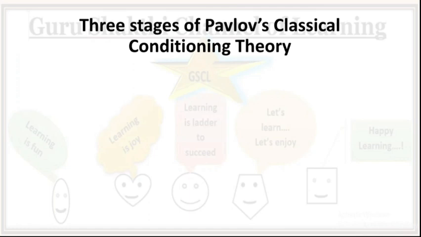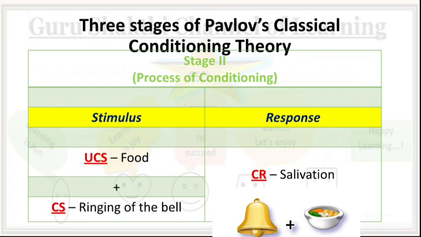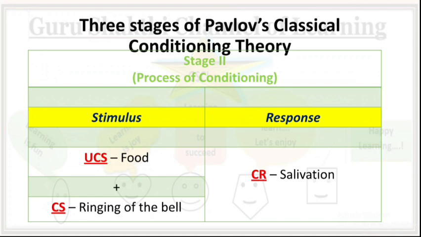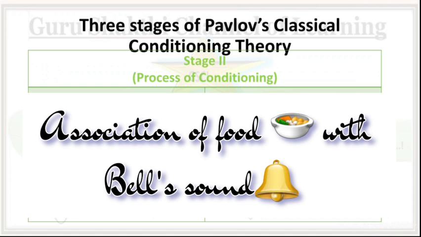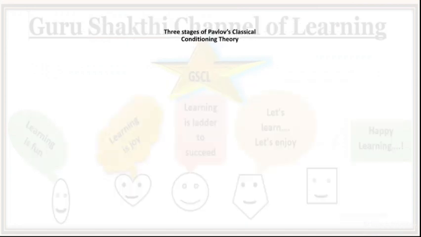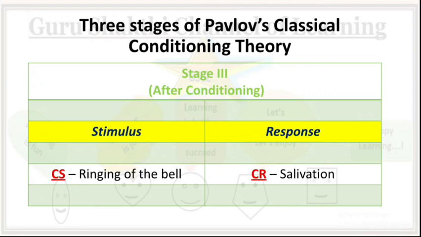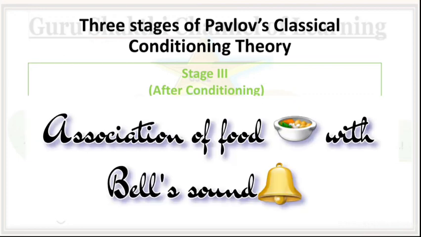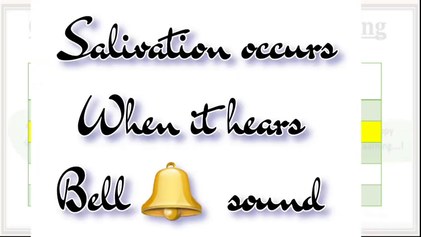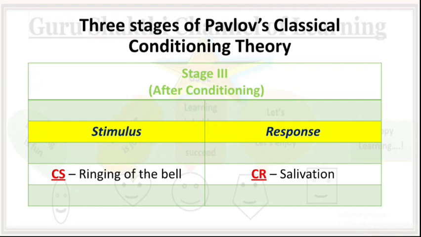The experiment continues to stage 2. The bell is rung along with giving the unconditioned stimulus, that is food. In this stage, the response of salivation is called conditioned. This is the stage in which conditioning starts and the dog starts associating food with the ringing of the bell. In the final stage, stage 3, food is not presented at all. Only the bell is rung. Since the dog has already associated the bell sound with food, the salivation occurs. Now the process of conditioning has been completed.